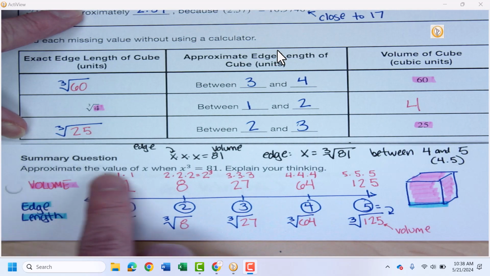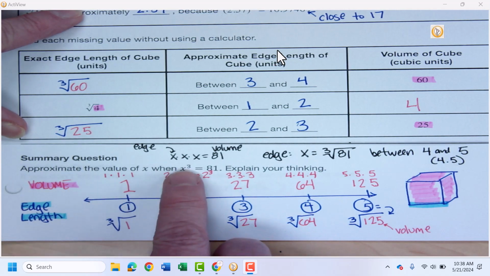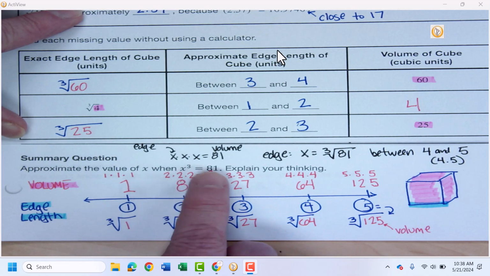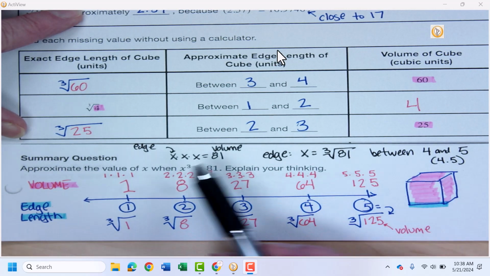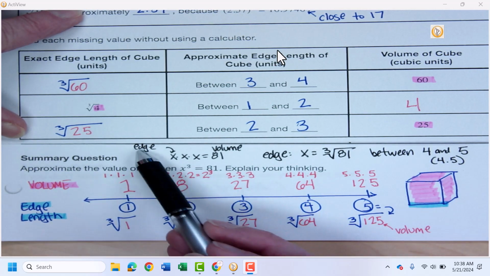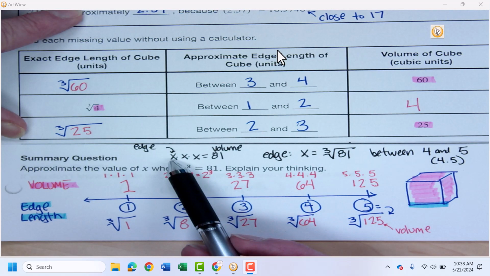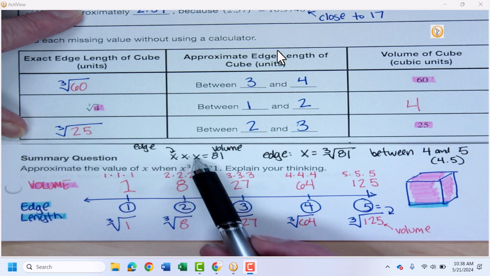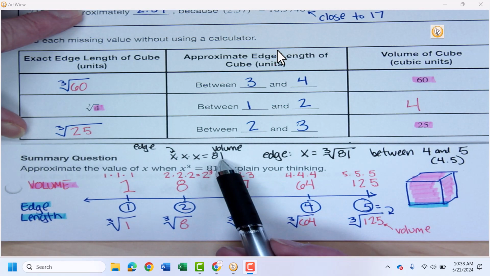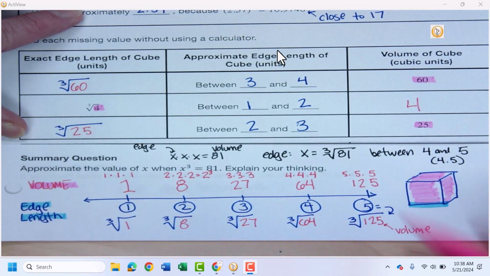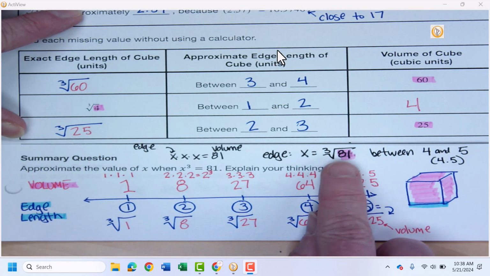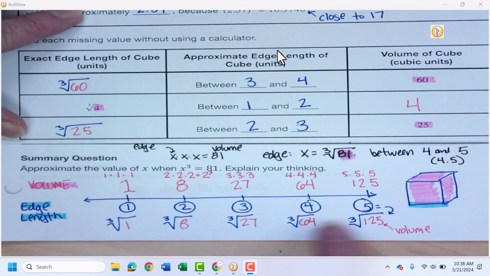If I had to approximate the value of x, if I knew that x cubed equaled 81, or x times x times x equaled 81, well, x times x times x must represent the length of the edge of that cube. Because when I multiply it 3 times, that gives me the volume. So if the volume is 81, then the length of the edge is the cube root of 81. And one last time, we can use our number line to see that the cube root of 81 must be some number between 4 and 5.